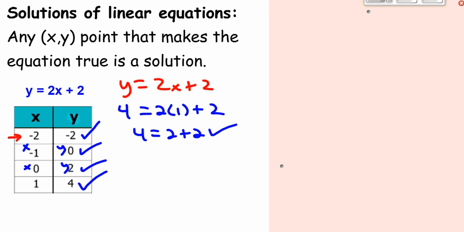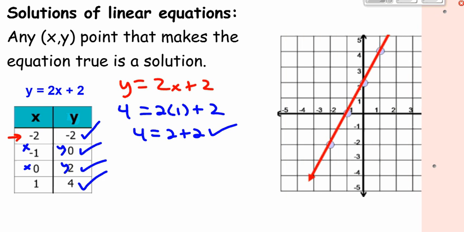So not only when I plug the points in does it make the equation true, but you have to consider the graph as well. So each of these 4 points, -2, -2, which is here, -1, comma 0, which is here, and 0, comma 2, which is here, and 1, comma 4, which is up here. Okay, all those points are on the line, and this graph is the graph of the line.